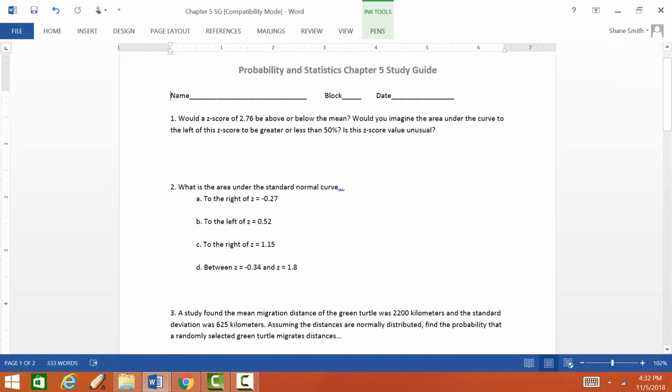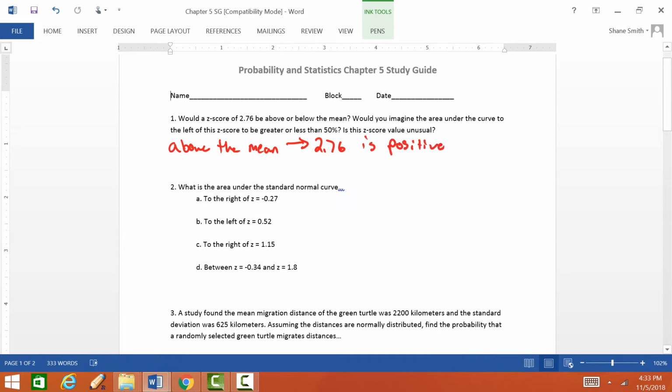All right, so the first question, would a z-score of 2.76 be above or below the mean? We would say above, and that's simply because 2.76 is positive. So a positive z-score is above the mean.